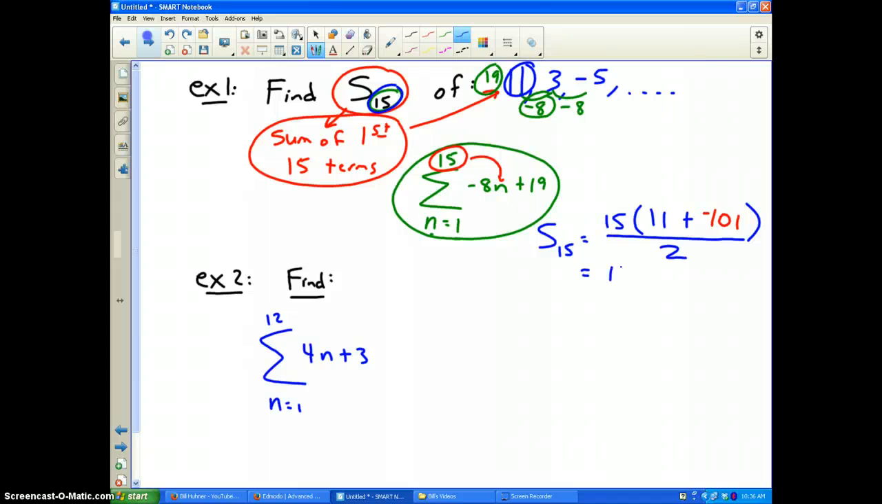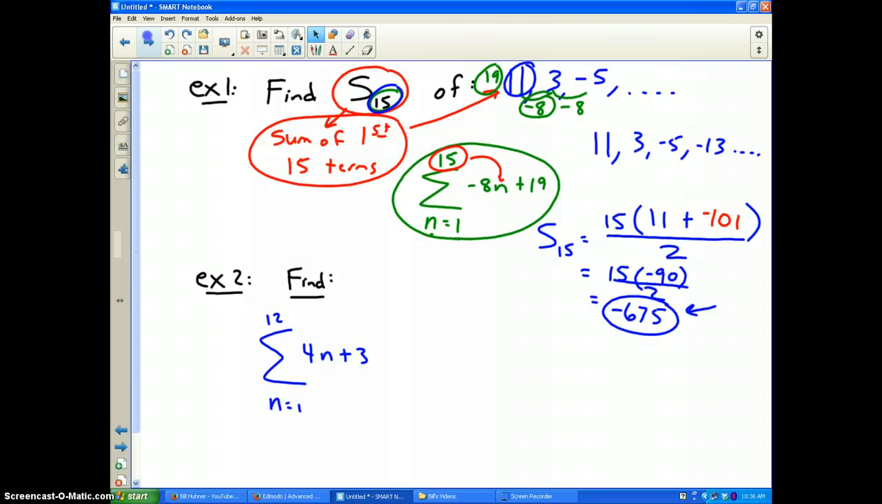That equals 15, and in the parentheses, you get 11 minus 101, which is equal to negative 90. The whole thing divided by 2. And the final answer is you take 15 times negative 90 and you divide it by 2, you get negative 675, which would be the sum of the first 15 terms in the pattern, 11, 3, negative 5, negative 13, etc. The first 15 terms add up to that.